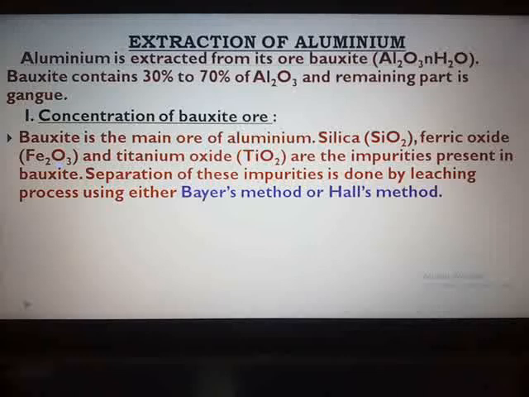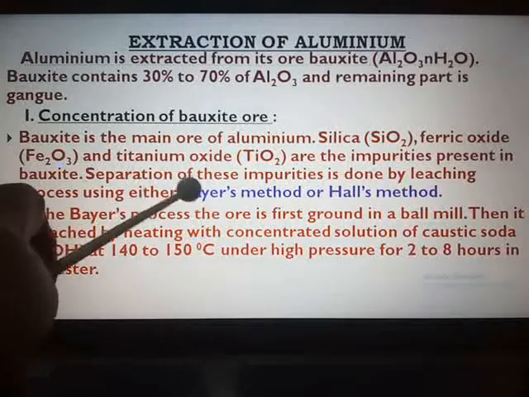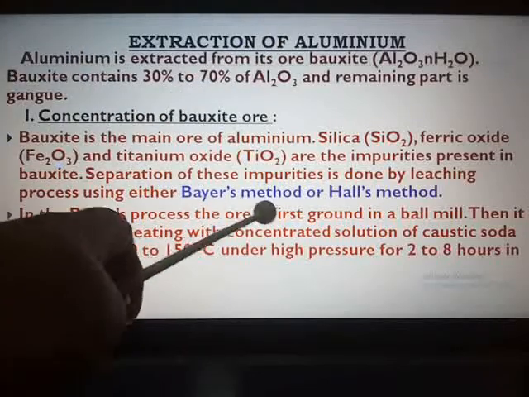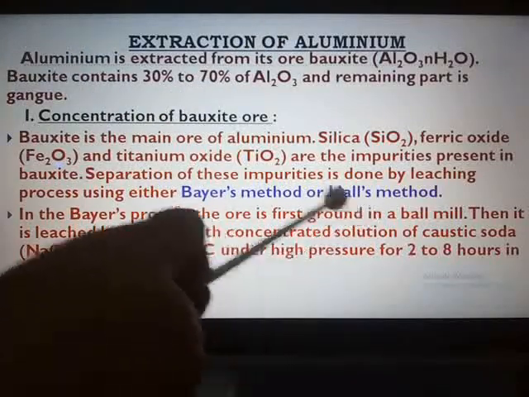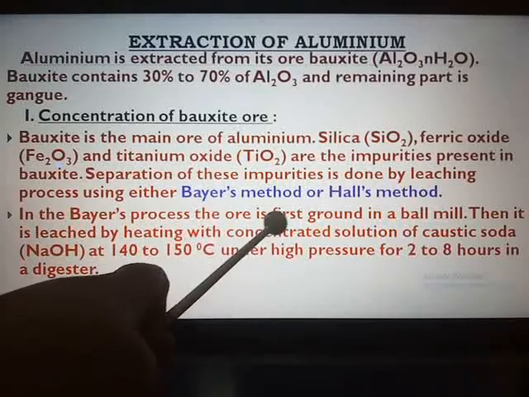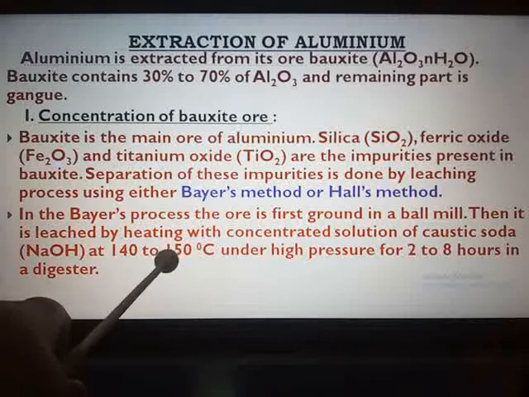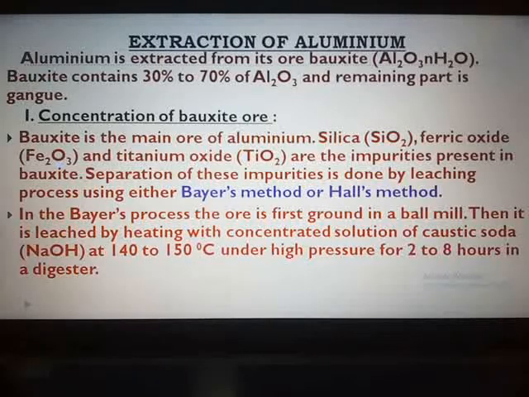What is the basic idea of Baeyer's method? In the Baeyer's process, the ore, that is the bauxite, is first ground in a ball mill. Then it is leached, means undergoes the process of leaching by heating with concentrated solution of caustic soda, that is NaOH, at a temperature of about 140 to 150 degrees Celsius under high pressure for about 2 to 8 hours in a digester. Here what happens?